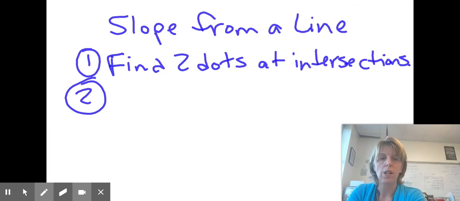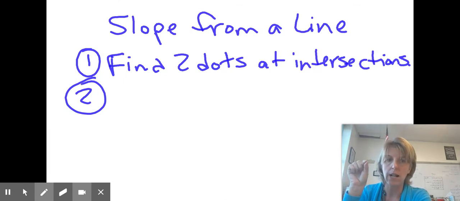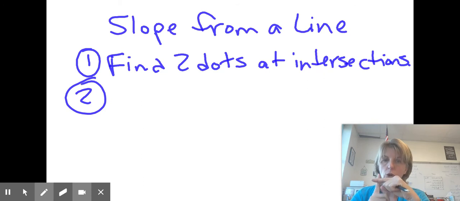Number 1, and they have to be intersections because we know that lines are made up of lots and lots of dots. There's tons of dots all right next to each other. It's what makes up that line, a million little dots. So we have to find 2 that are at the intersections. So you look at the whole number of intersections for x and for y, and you find where the x and y lines intersect, and where the line crosses right at the intersection. So you have to find 2 dots at intersections.